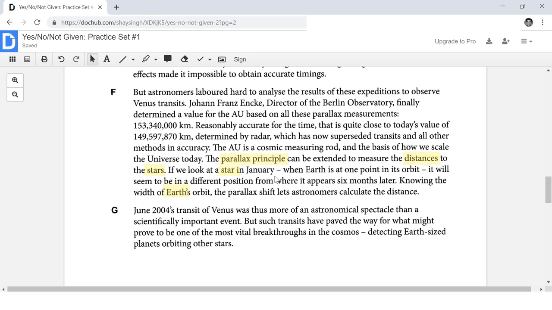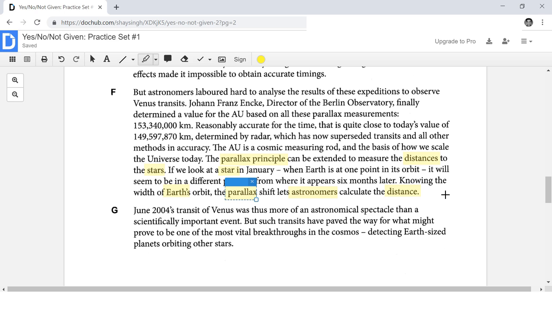If we look at a star in January when Earth is at one point in its orbit, it will seem to be in a different position from where it appears 6 months later. Okay, I have a feeling that I found my answer, but just to make sure, I want to read one more sentence because I see that the word distance also appears here, and then our other keyword astronomers, and then it mentions the word parallax one more time. So it makes good sense to read this sentence. Knowing the width of Earth's orbit, the parallax shift lets astronomers calculate the distance.